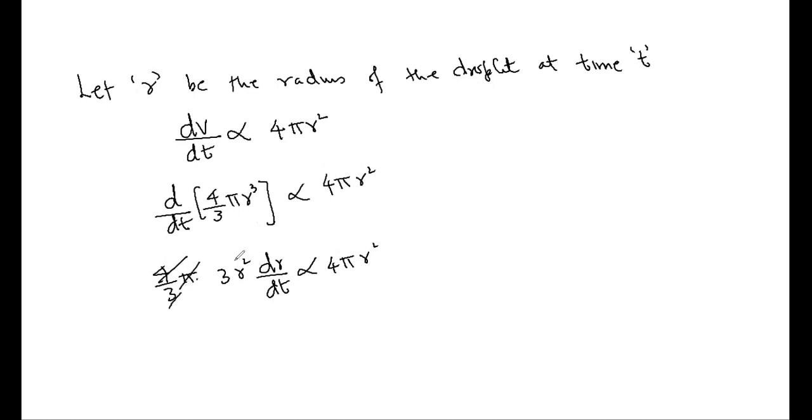What are the things that can be cancelled? Let's cancel it off. So r square and r square also will get cancelled. So dr by dt is proportional to a constant. There's no variable in that. So instead of saying proportional to a constant, I can say dr by dt is a constant.